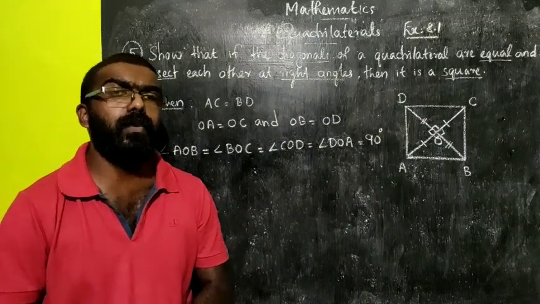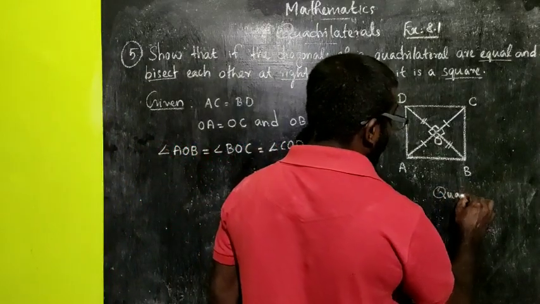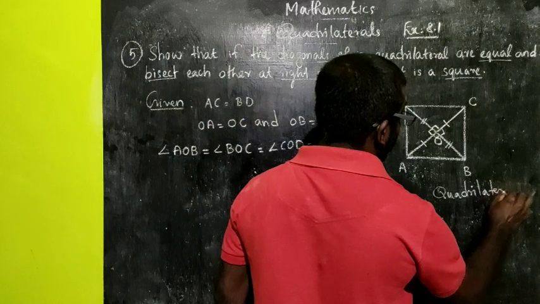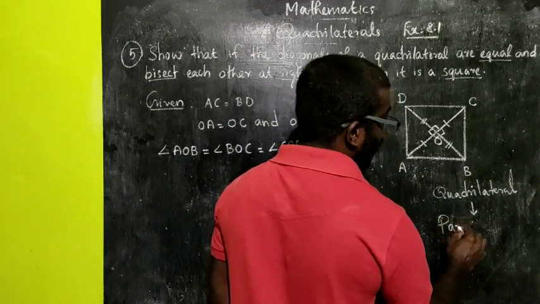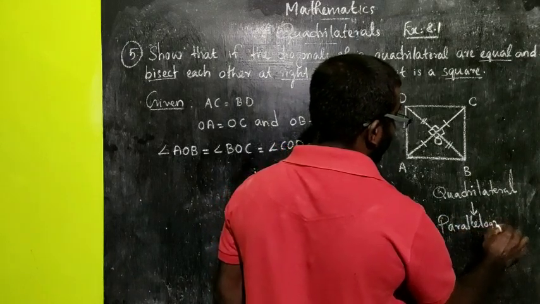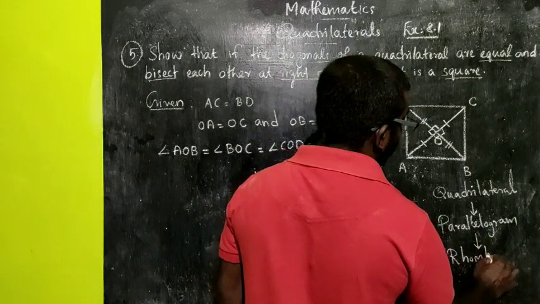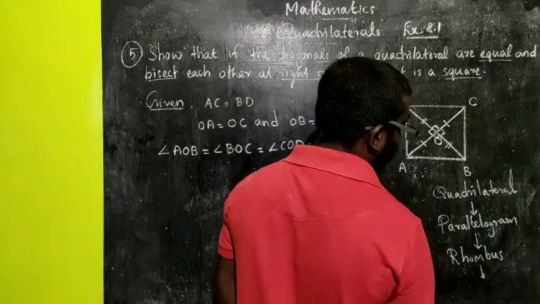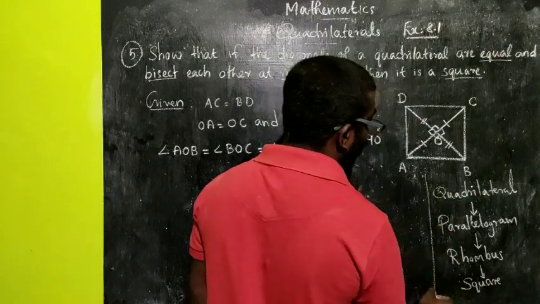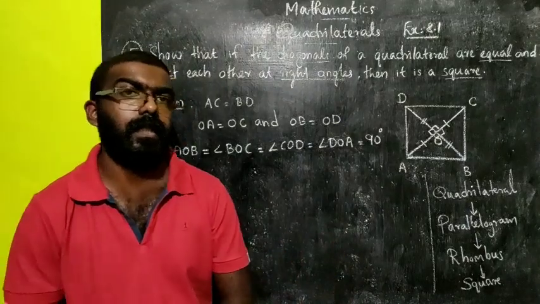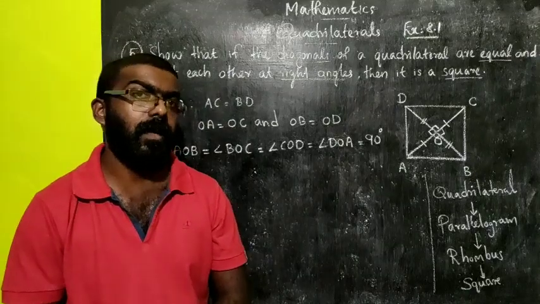Here we can prove this statement in a systematic order. First of all, we are given a quadrilateral. First we can prove this quadrilateral is a parallelogram. Then we can prove it is a rhombus. And finally we can conclude it is a square. So in this sequential order we can prove this statement. First of all, we are going to prove this quadrilateral is a parallelogram.